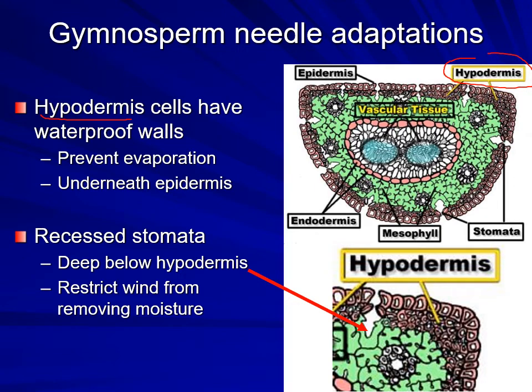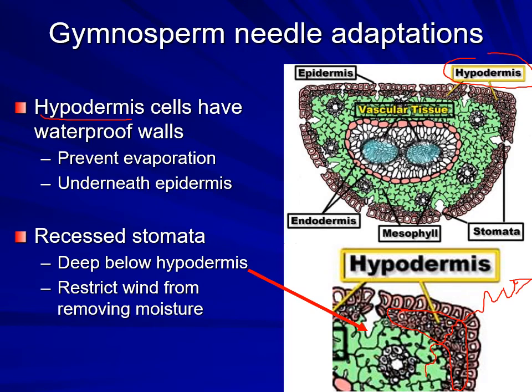I've zoomed in on it here, and you can see these tightly packed, thick cell walls that are underneath the epidermis. They create the hypodermis. And this is all about preventing water from diffusing through the cell walls to the exterior of the needle and then evaporating into the atmosphere.